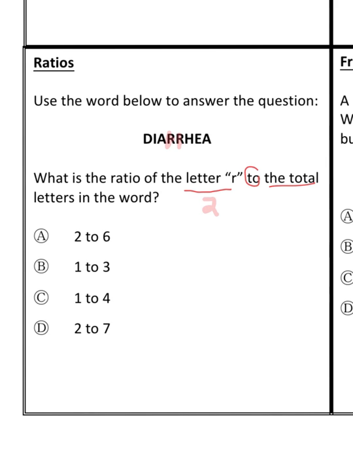Oop, I want the pen for that, not the highlighter. 2 R's. 2, the total number of letters. So that's 1, 2, 3, 4, 5, 6, 7, 8. So it's 2 to 8. Now remember, it's supposed to be in simplest form, so you can reduce that on a calculator, like if you type in the fraction 2/8, or just divide each number by 2. 2 divided by 2 is 1. 8 divided by 2 is 4. 1 to 4 is the correct answer, C. If you had it, give yourself a C.